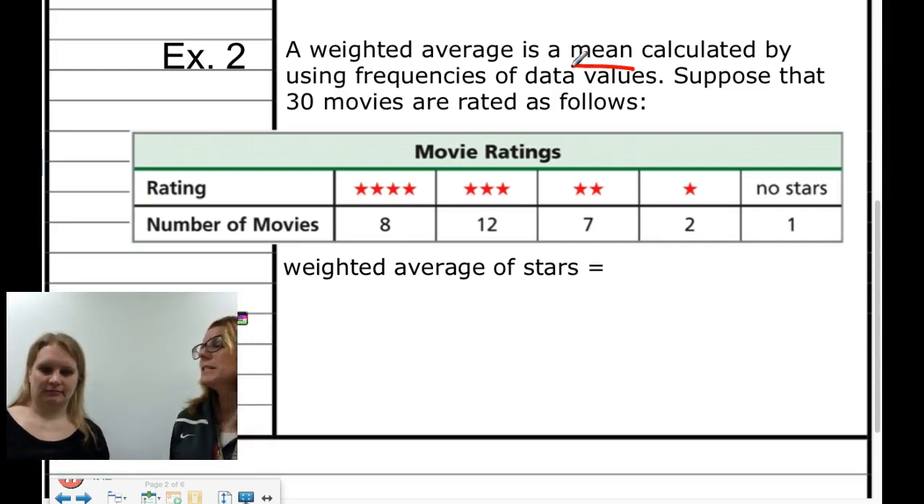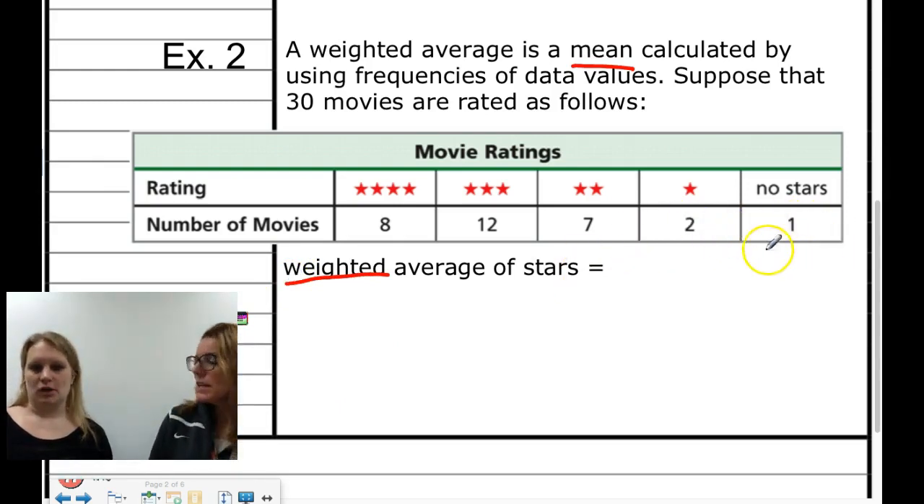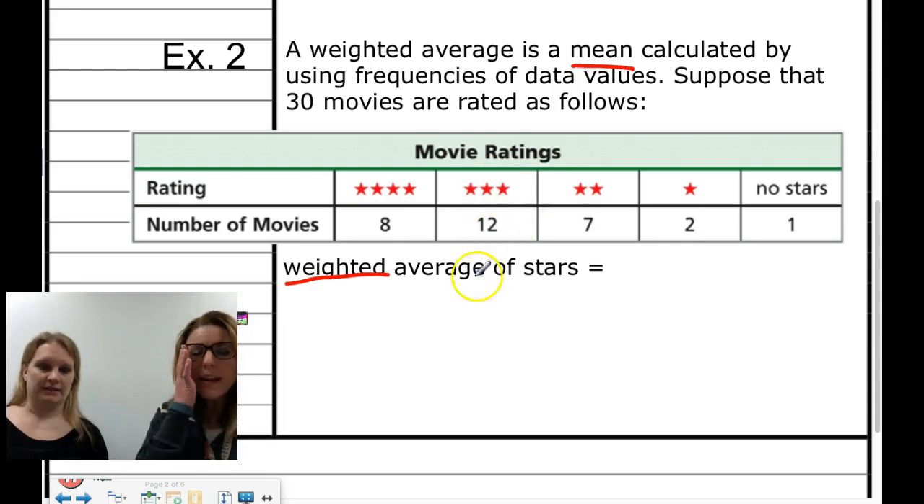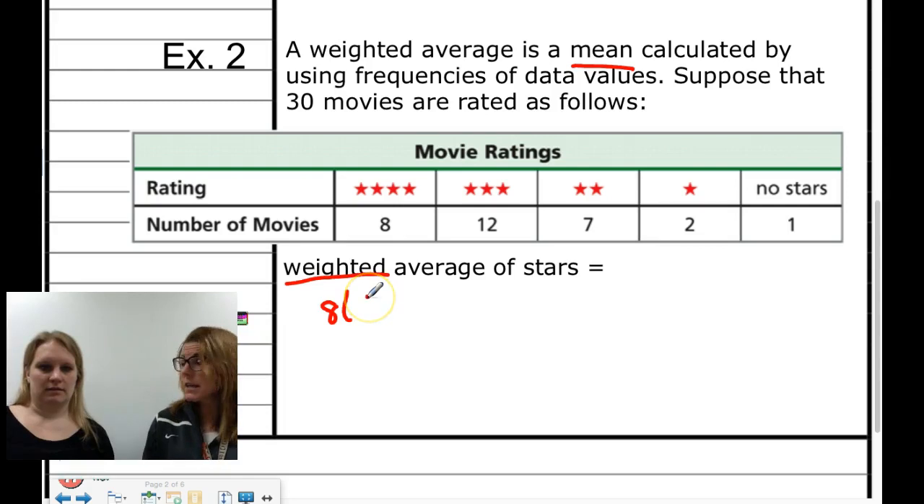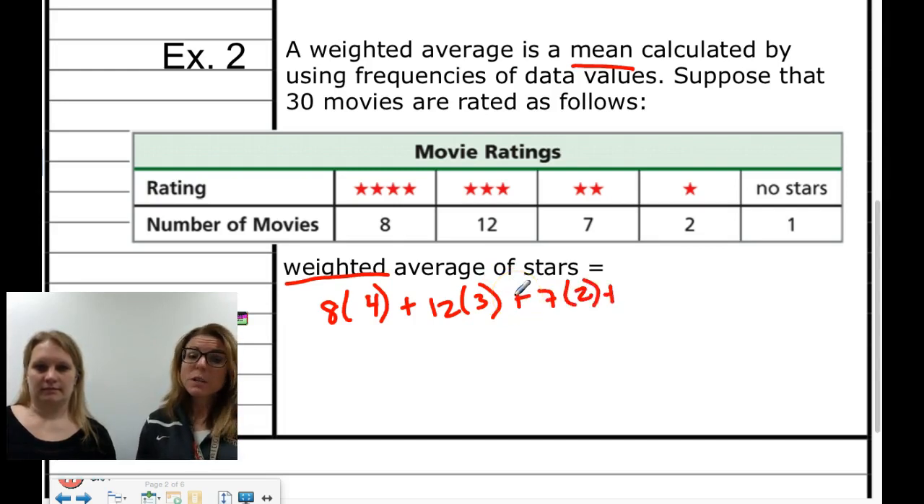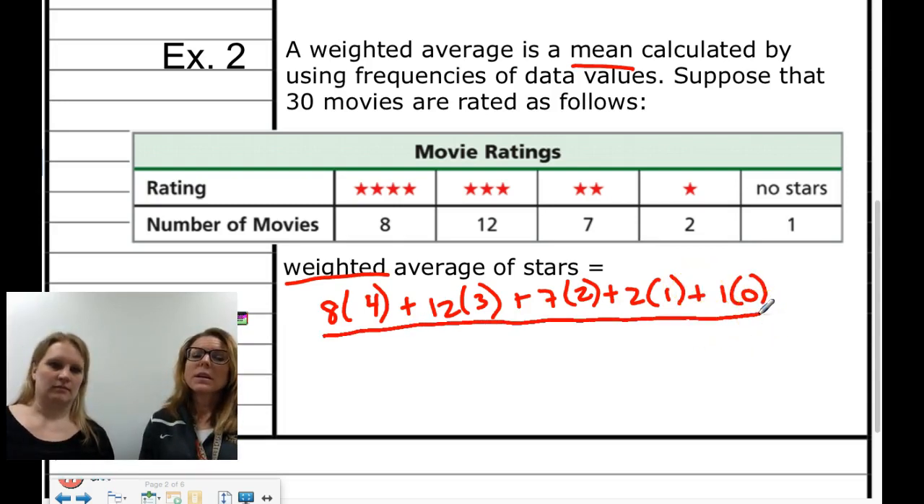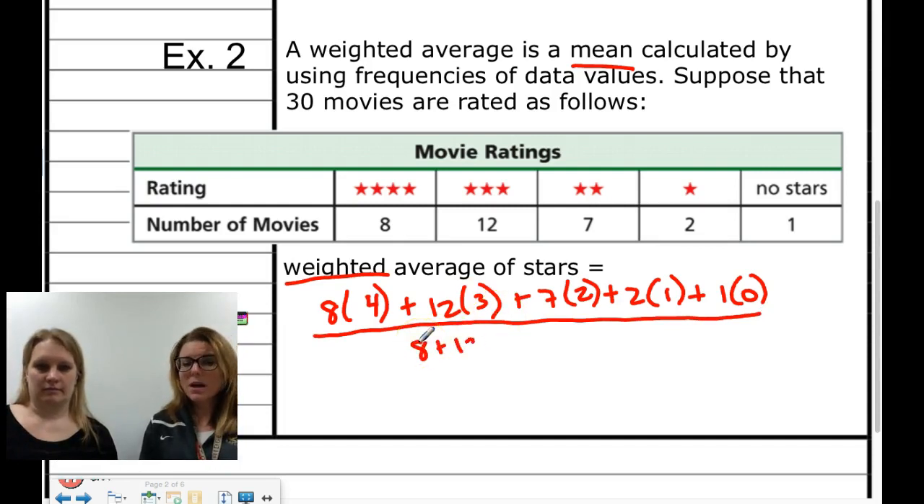How you find a weighted average, the key word here is weighted. We're not just adding 8 plus 12 plus 7 plus 2 plus 1. That's not weighted. They're getting different points. We're weighting them based on their rating. So we have to take 8 times 4, because that was given 4 stars, plus 12 times 3 plus 7 times 2 plus 2 times 1 and plus 1 times 0, all over 8 plus 12 plus 7 plus 2 plus 1.